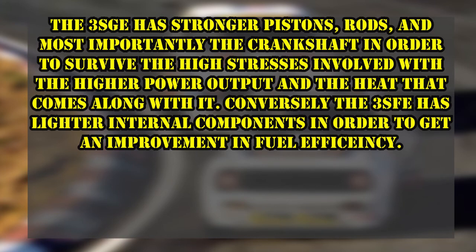I already said lastly a while ago, but I would just like to add one more, and that is that the reciprocating parts of the 3S GE are much stronger than those of the 3S FE, and that is to cope with the higher cylinder pressures and temperatures that the engine is subject to. Conversely, the 3S FE has a lighter reciprocating assembly in order to reduce pumping losses and improve fuel economy at the detriment of component strength.